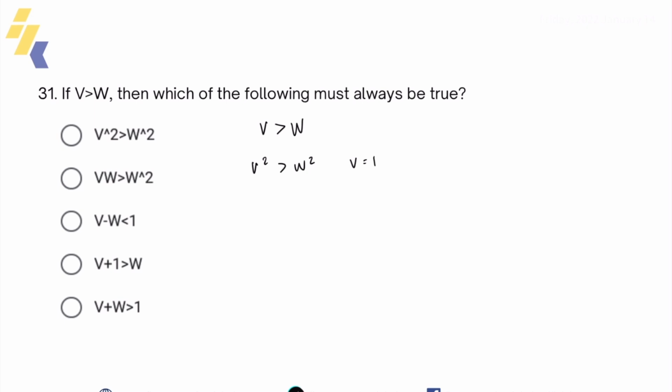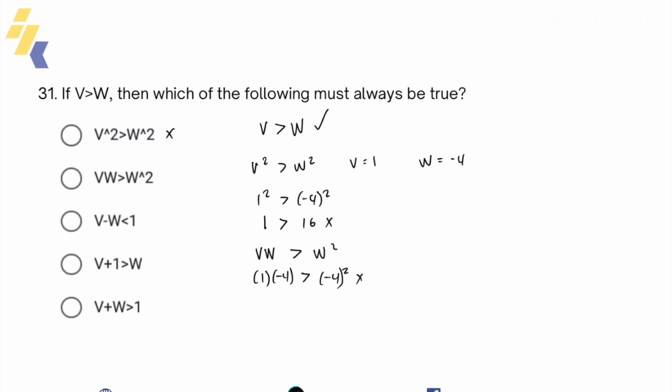Sabihin natin V ay 1 while W ay negative 4. Ito pa rin yun, satisfied pa rin yung condition. Pero negative kasi to. 1 squared greater than negative 4 squared? This is 1. Is that greater than 16? No. So, mali ito. Next, we have VW is greater than W squared. Mali pa rin. Bakit? Kasi 1 times negative 4, is that greater than negative 4 squared? Mali.